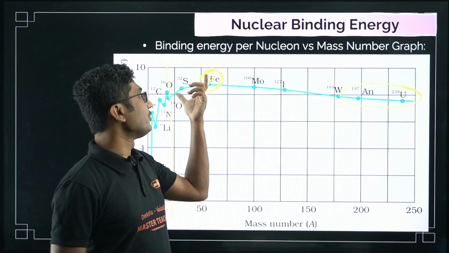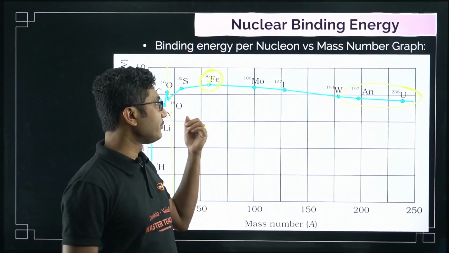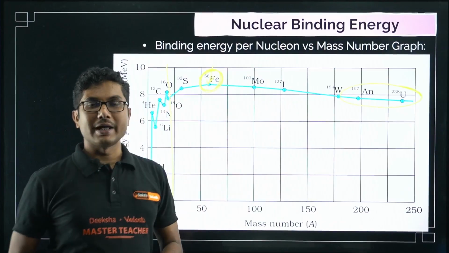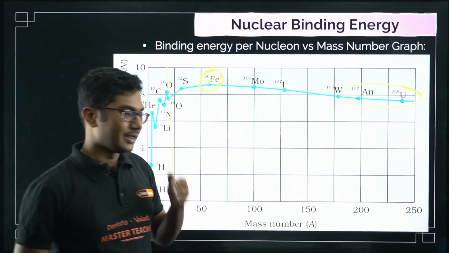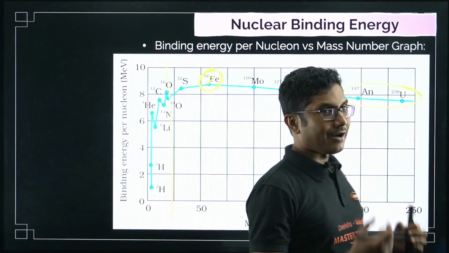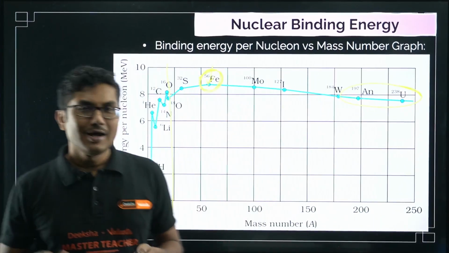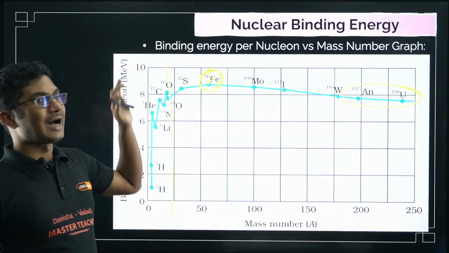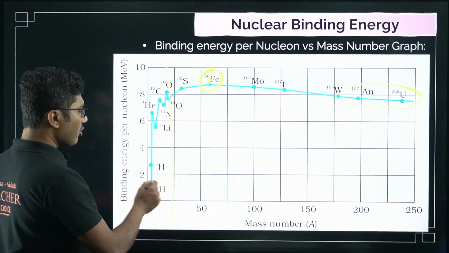If somehow you are able to fuse iron to get heavier nuclei, you will not possibly get that, because it is the most stable nucleus. Any energy cannot bind iron together because it has already attained stability. That is why stars cannot produce more than iron. A star starts with a lot of hydrogen.